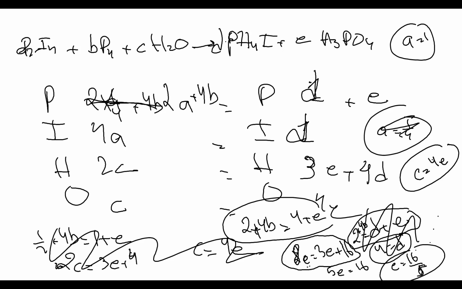And we found the E, so 2 plus 4B equals 4 plus 16 over 5. And then we find the B from this equation, so we have 2 plus 4B, 4 plus 16 over 5, times 5, 2 plus 4B, 20 plus 16, 36.